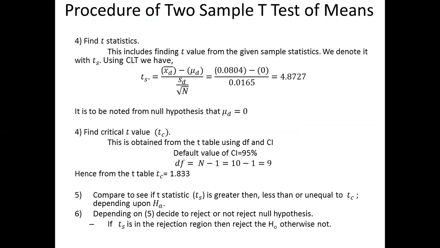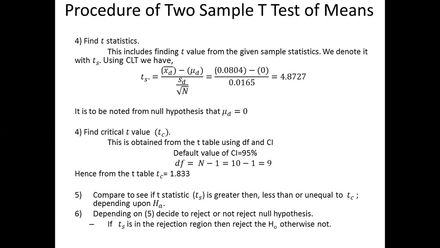Again, this is the same T score that we have been using, assuming that the central limit theorem is satisfied, and we have been discussing a lot about it in our previous examples. So the same applies over here. So TS is calculated to be 4.8727. It's a big value, right? It's a big value. Please note this thing. It should be noted that from the hypothesis, mu d 0 has been used in this equation.